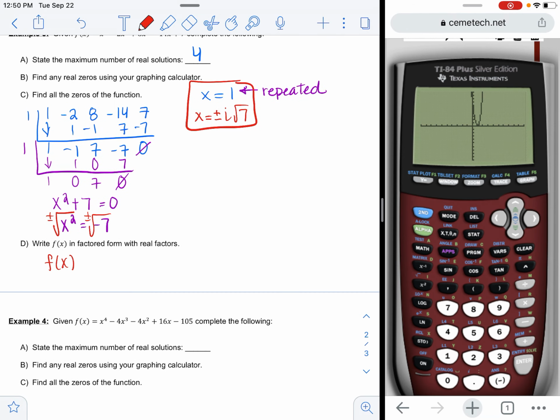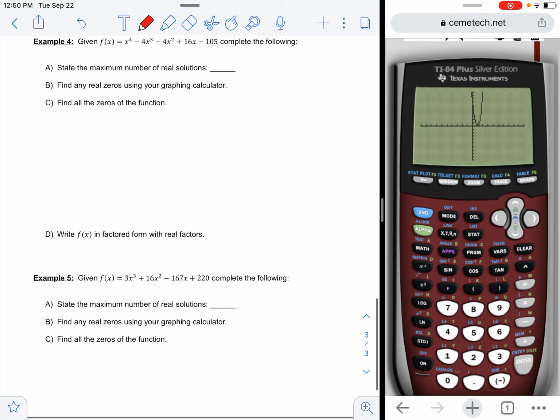All right, now I'm going to write f of x in factored form. F of x equals, I had x minus 1, and then I had x minus 1 again, so I'm going to say x minus 1 squared. And then my other factor is x squared plus 7, and that's not factorable, so I'm going to leave it like that.